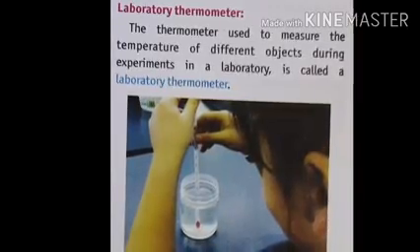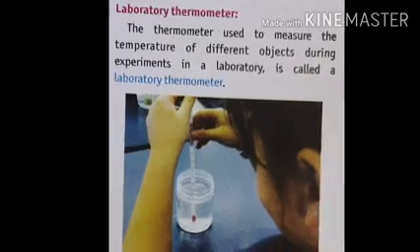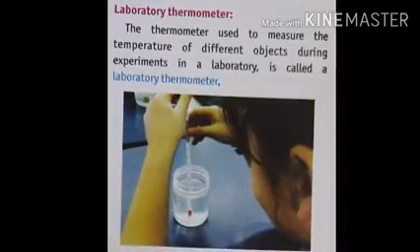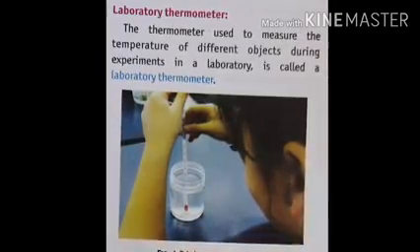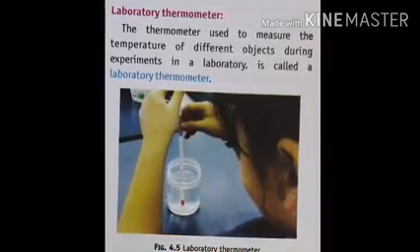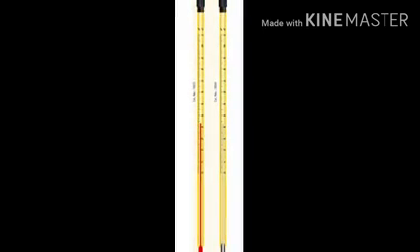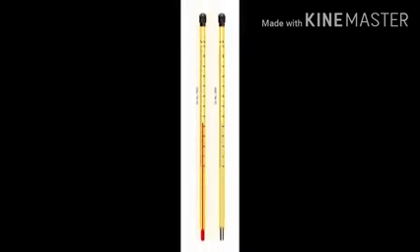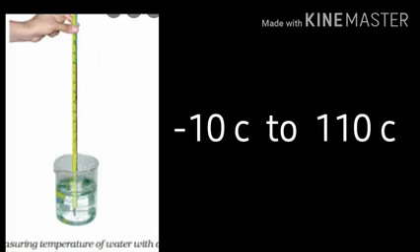Laboratory thermometer. The thermometer used to measure the temperature of different objects during experiments in the laboratory is called the laboratory thermometer. A laboratory thermometer consists of a long, thin, uniform glass tube sealed at one end. It has a bulb at the other end filled with mercury. The structure of the laboratory thermometer is the same as that of a clinical thermometer, except that its capillary tube does not have a kink. It measures temperature generally in the range of minus 10 degrees centigrade to 110 degrees centigrade.